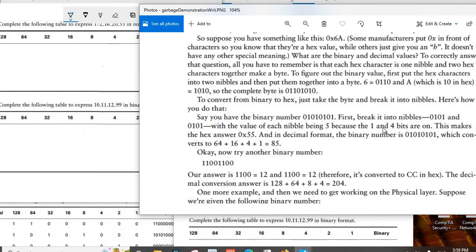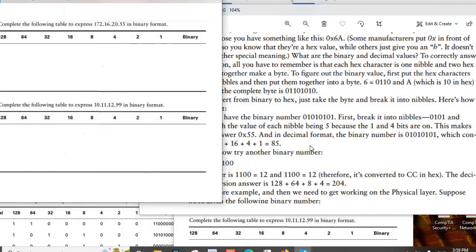And this is useful because, instead of this theoretical stuff, like okay, put it into nibbles, and then you have this broken up into other nibbles, each nibble being 5 because bits 1 and 4 are on, which makes the hex answer this. What are you talking about? In decimal, the binary number is this, which converts to 64, 16. Okay, so how do you... And they don't explain this.